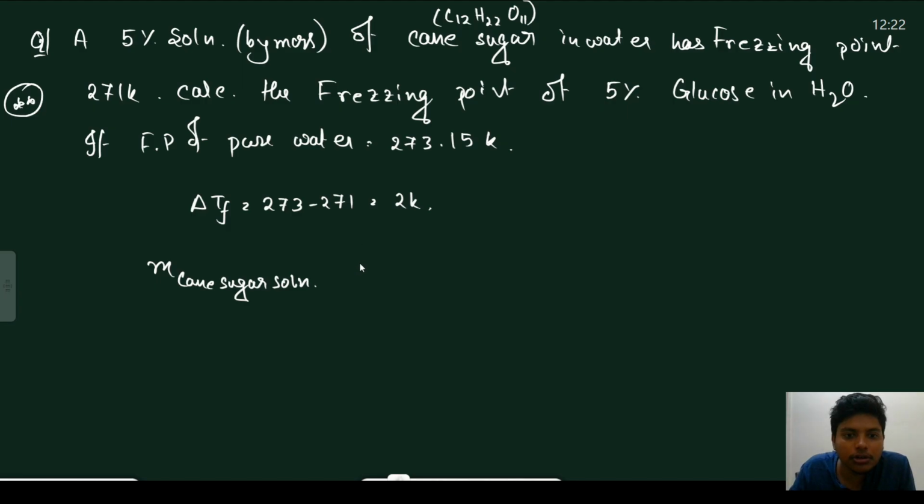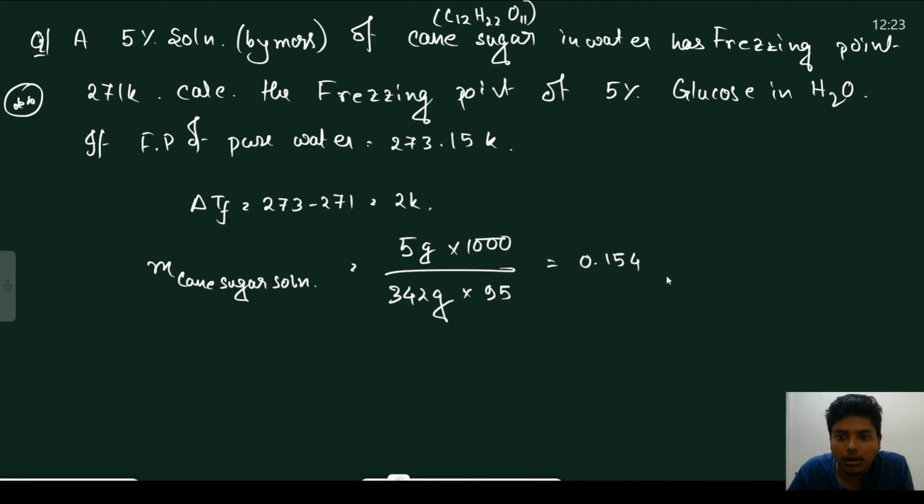The molality of the cane sugar solution is the number of moles of sugar. What is that? 5 gram. The molar mass of sugar is 342 gram. Then the mass of solvent. Tell, what is the mass of solvent here? 95 gram. Into 1000. So if you calculate, you will get 0.154 molal.